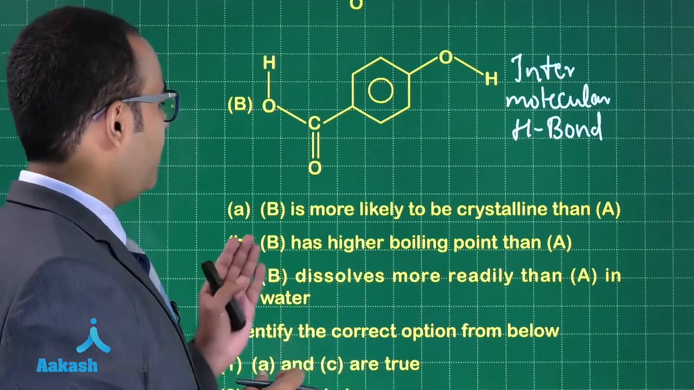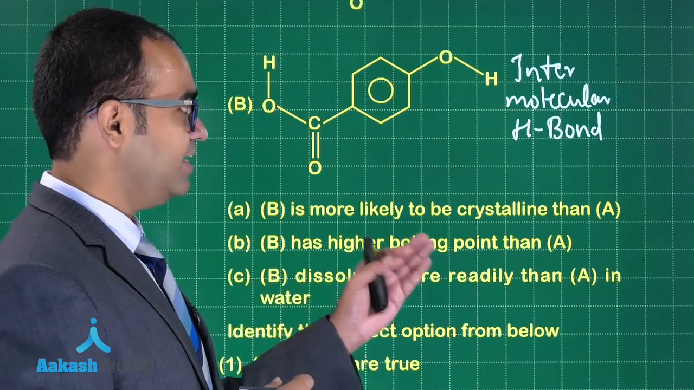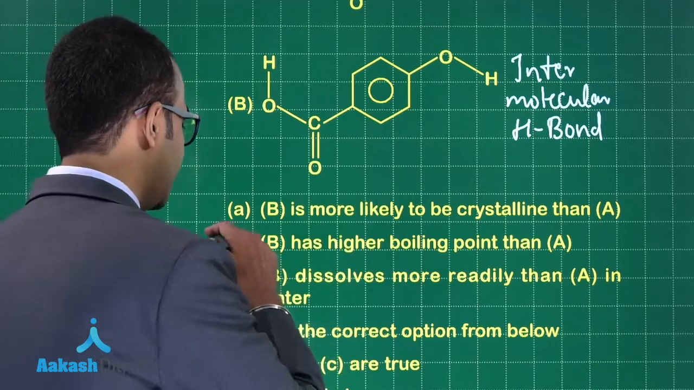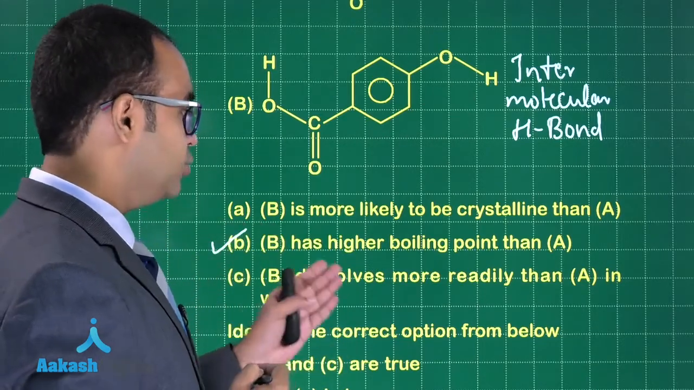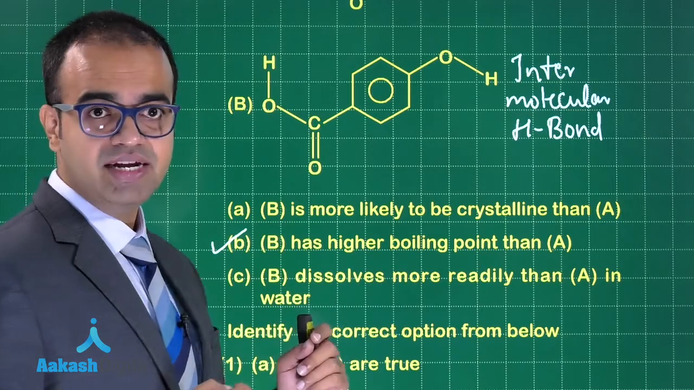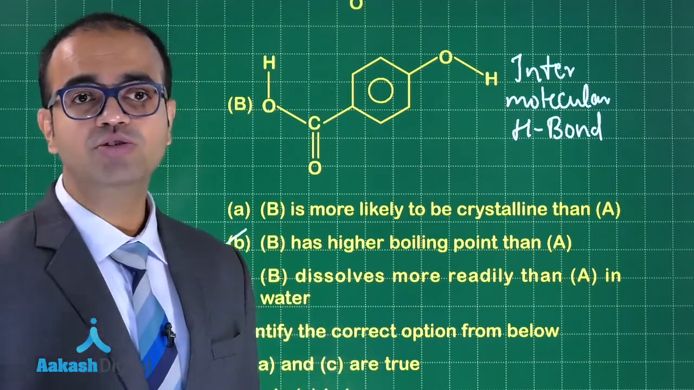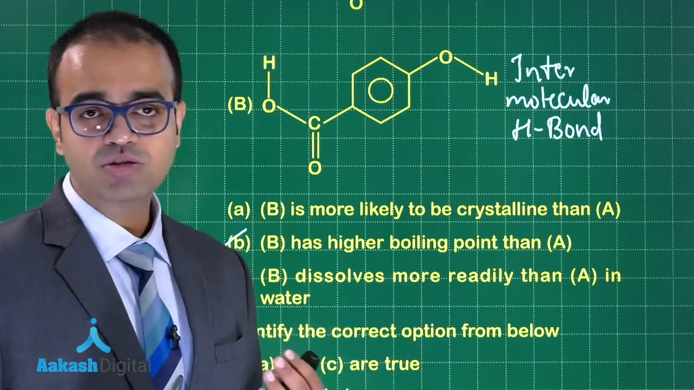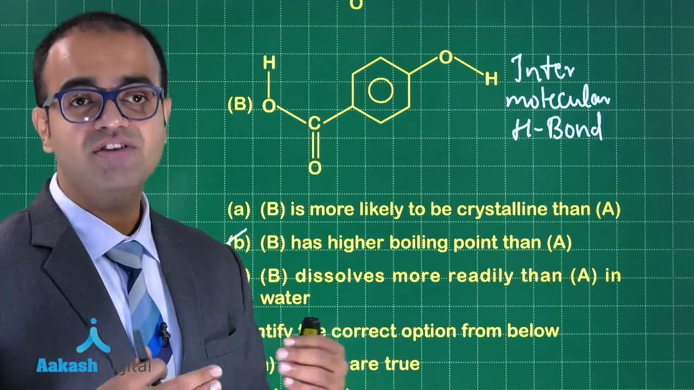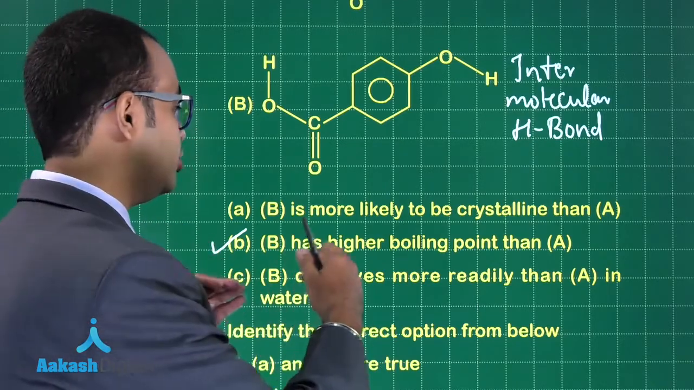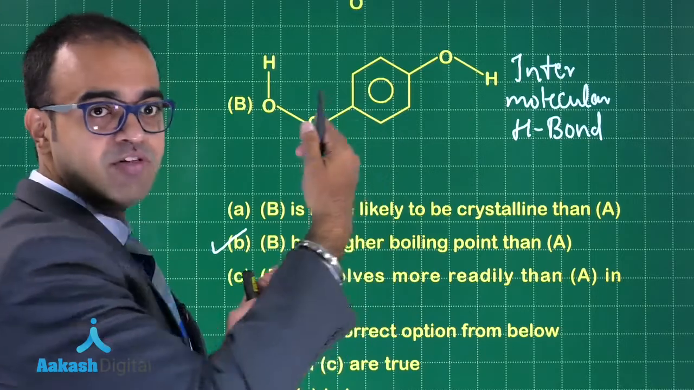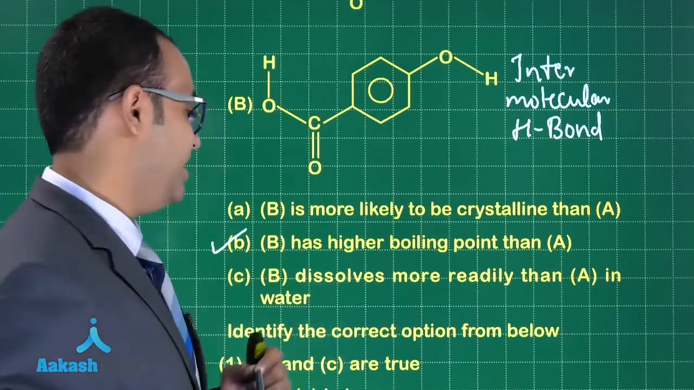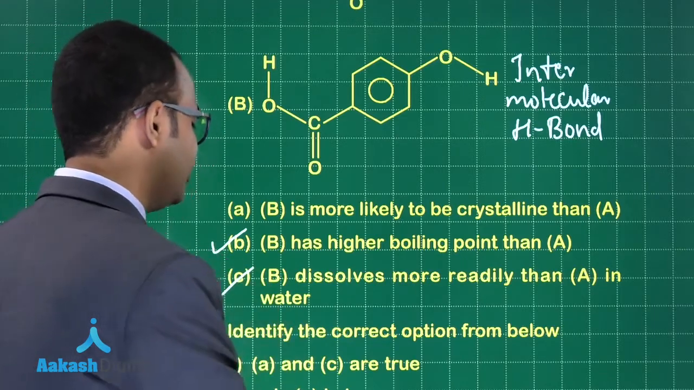So what we have, B has a higher boiling point than A. Yes, that is correct, because B will show intermolecular hydrogen bonding. So statement B is correct. B dissolves in water more readily. That is also correct, because B will form hydrogen bonds with water, and will A be forming hydrogen bonds with water? No, because it is forming intramolecular hydrogen bonding. So the chances of A forming a bond with water is there, but it is less. That's why C is also correct.